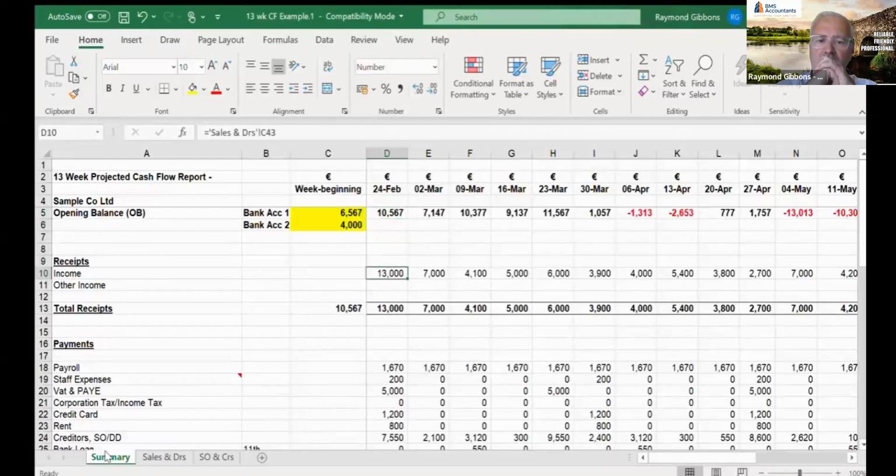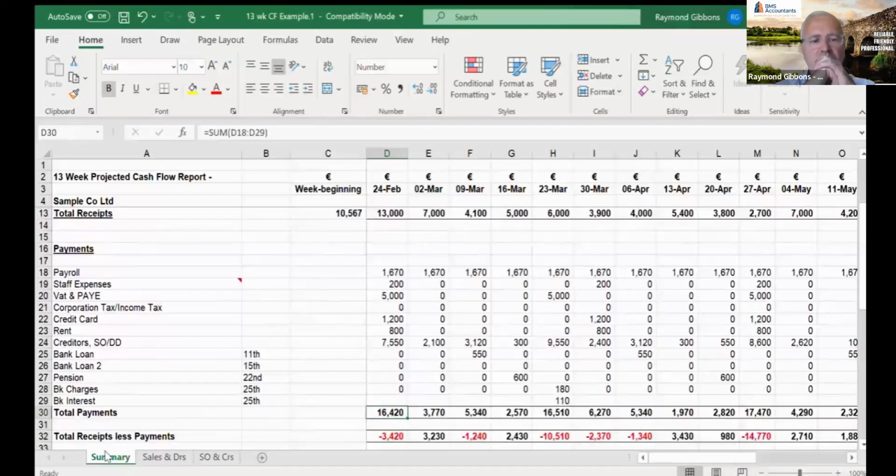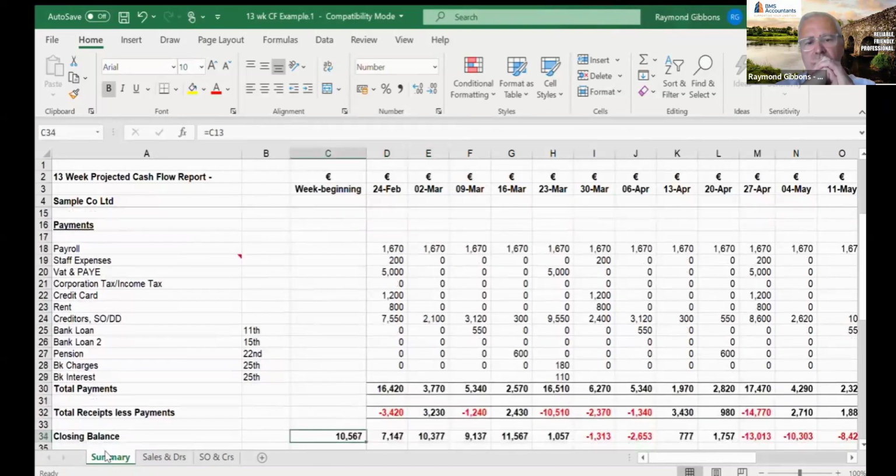As we scroll down through the cash flow, we'll come to a line that shows you total receipts less payments. And what this is telling us is if we actually spent more than what we took in on a given week. Where the figures are in red, it means that we've actually spent more money than we have actually taken in. You can see that clearly on week beginning the 24th and week beginning the 9th of March. The closing bank balance then is the amount of money that's left in your bank account.